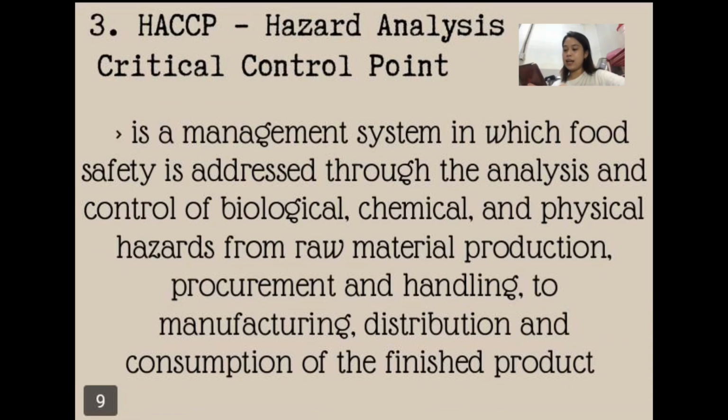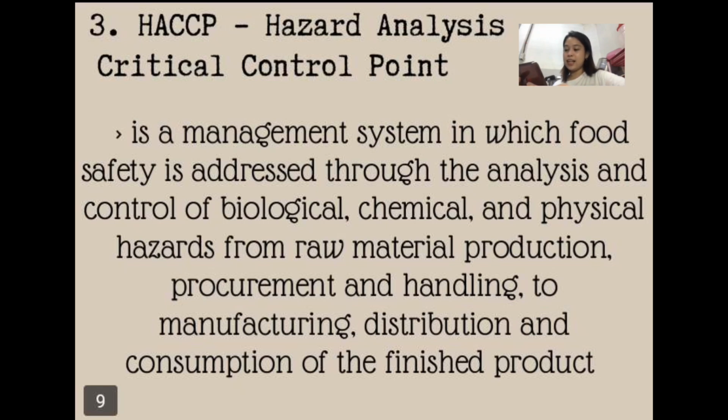HACCP, or Hazard Analysis Critical Control Point, is a management system in which food safety is addressed through the analysis and control of biological, chemical, and physical hazards from raw material production, procurement and handling to manufacturing, distribution, and consumption of the finished product.